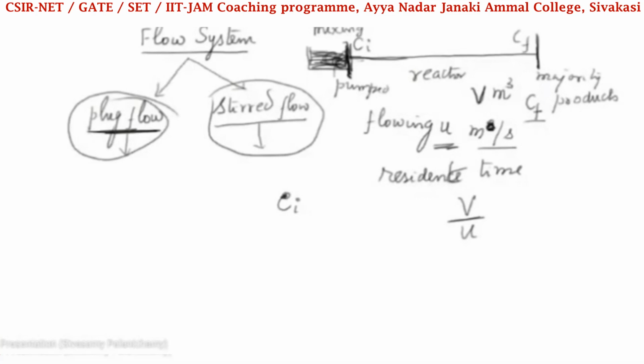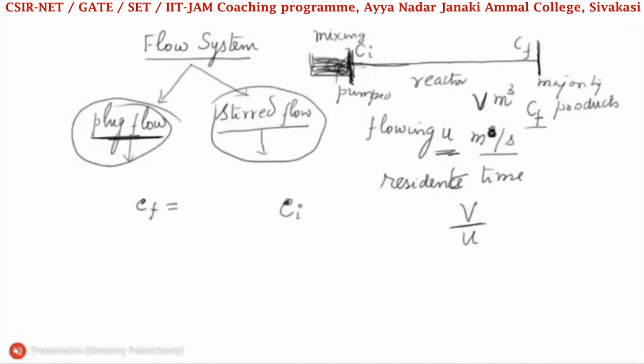It is given by the formula, for first order kinetics. For first order kinetics, the kinetic equation is: the concentration at the exit, CF, is equal to the concentration at the entry level, CI, e power minus K1 times the residence time. K1 is the rate constant for the first order kinetics. Residence time is how long the mixture is present within the reactor. This is the kinetics for the flow system.